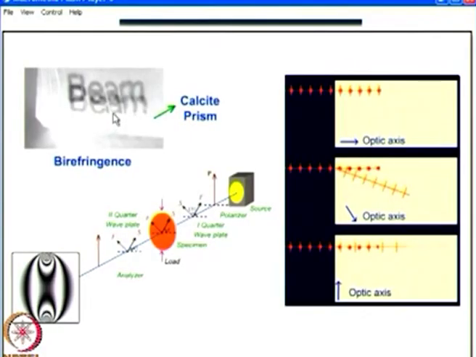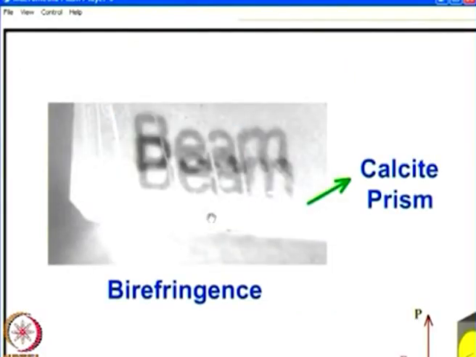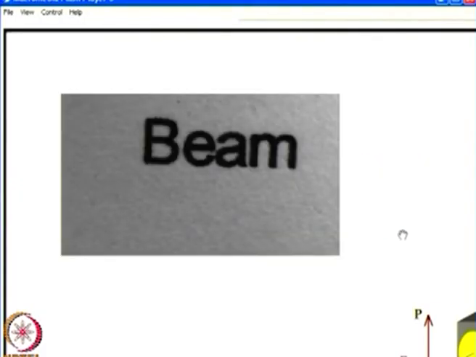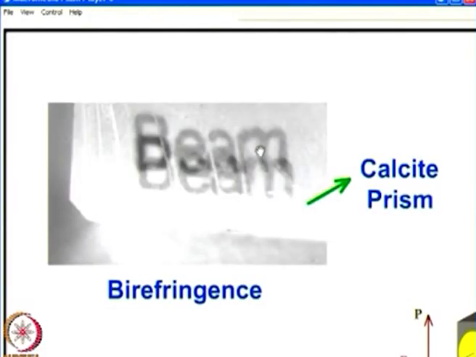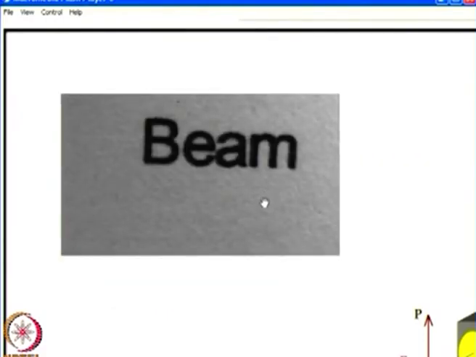So, what I have here is a letter beam written, and the moment I put a calcite prism, I see these letters as two. I see a beam, I see a beam on the bottom. Just see this. The moment I put a calcite prism, you see 2 images. Normally, you are used to seeing only one image in your simple lab experiment, finding out the refractive index of a glass slab, that most of you would have done in your physics course.